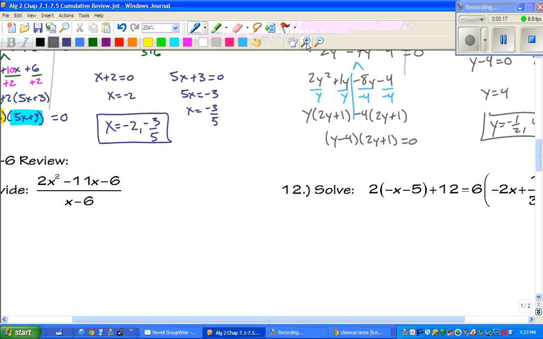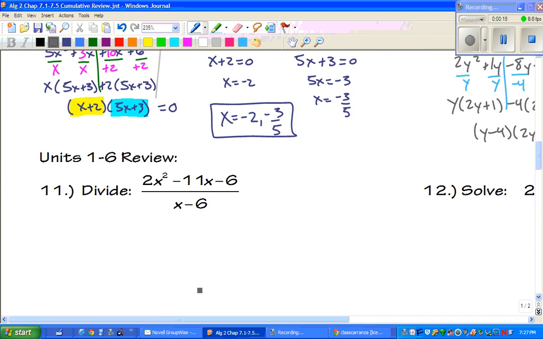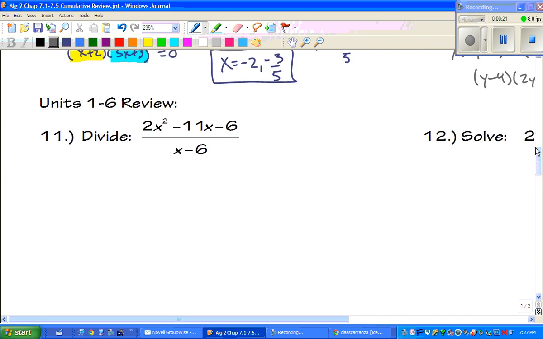Now let's work on the review questions from some older material. Unit 1 through 6 review, we're starting with problem number 11. We've talked about two different ways how to do this one. I'm going to set up one and I'm going to demonstrate the other.